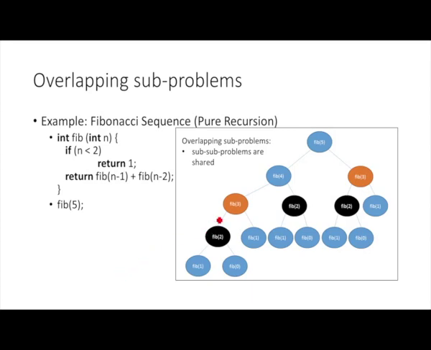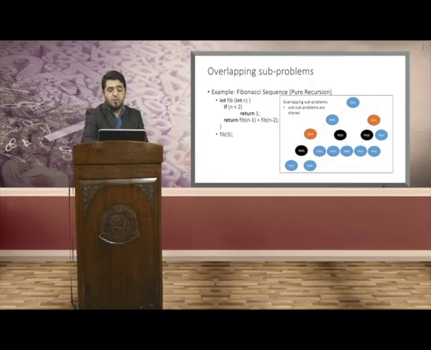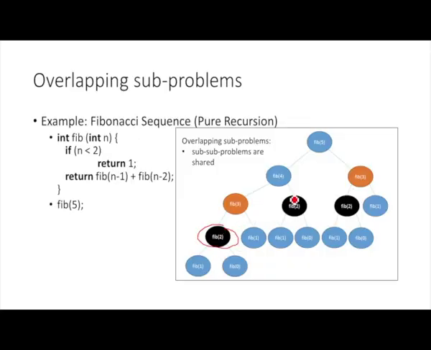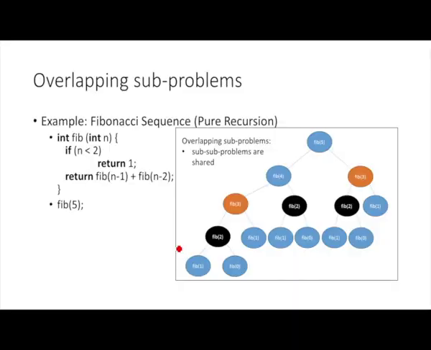technique are fib of 3, which can be seen here twice. Similarly, fib of 2, which occurs 3 times, and similarly fib of 1, which is repeated many times. So obviously, you can observe that we are repeating certain steps. For example, calculating fib of 3, we are recomputing fib of 2, fib of 1 and fib of 0. Similarly, computing the value for fib of 2, we are again repeating the same.